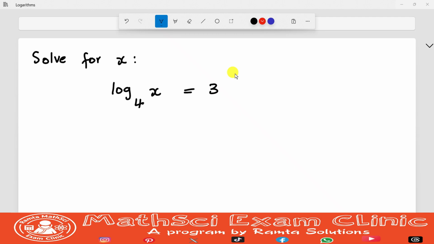Hello guys, in today's question we say solve for x when you are given log x base 4 equals 3.